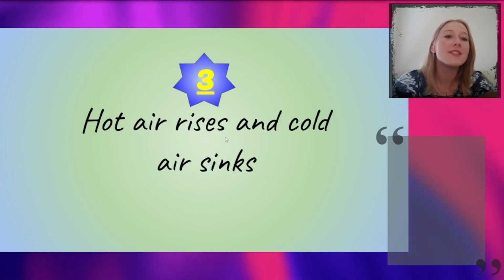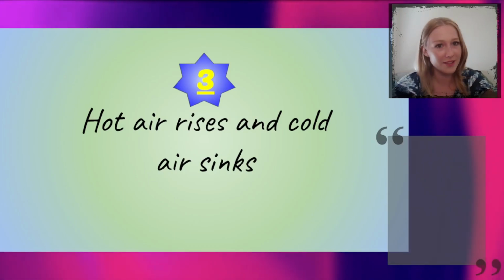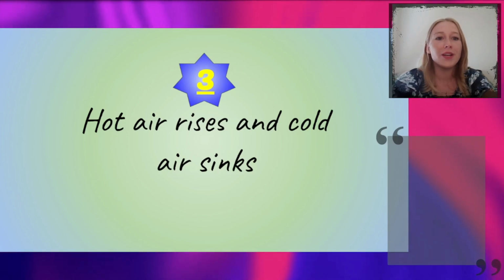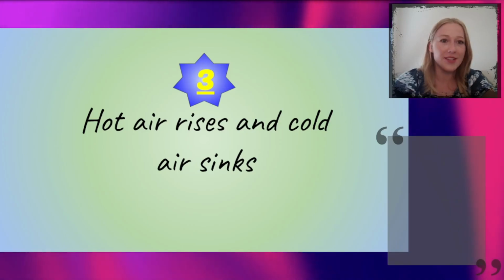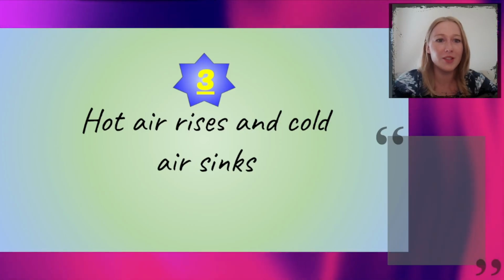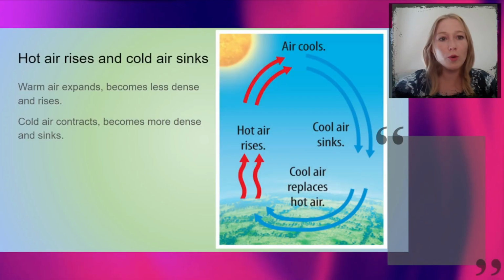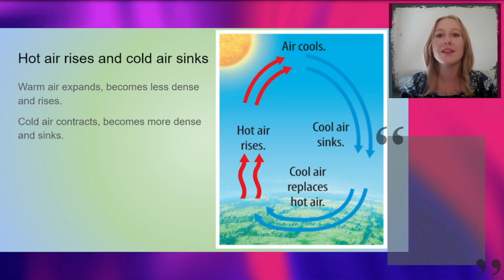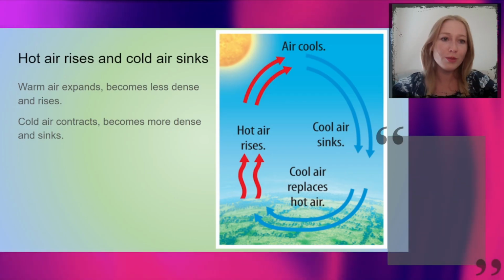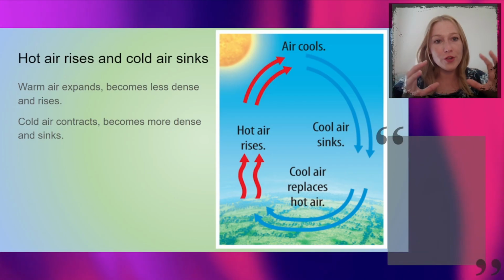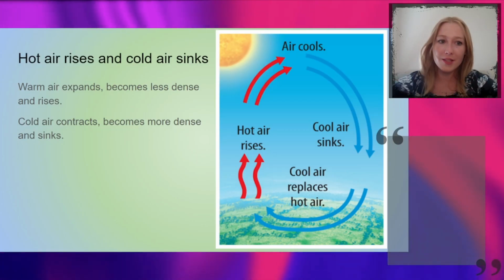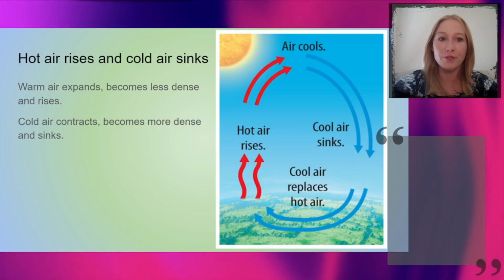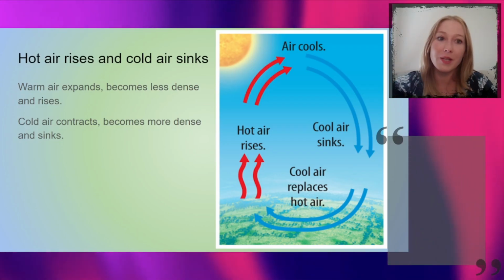Fact number 3, hot air rises and cold air sinks. Yes, again, it feels like something that is quite obvious, but it's a very fundamental part to understanding how the atmosphere circulates and all of the different events that happen. Warm air will expand. As it expands, it becomes less dense and it rises up. Cold air contracts. As it contracts, it becomes more dense and it sinks back down. This movement of air does cause a lot of our different circulations. I'll get into them in another minute.